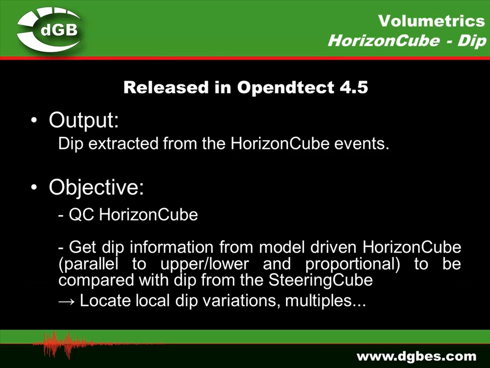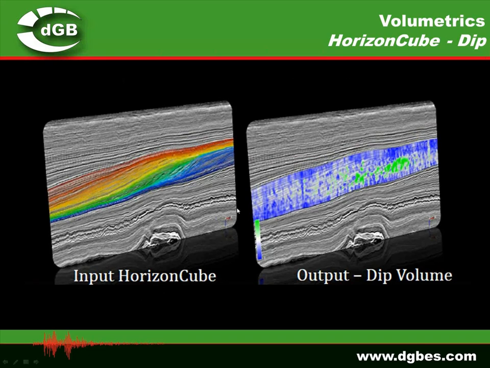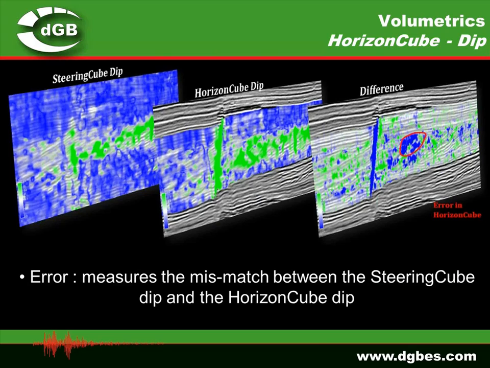So here is the original HorizonCube, and the dip extracted from it. You're also able to measure the mismatch between the steering cube dip and the HorizonCube dip. That allows you to QC either the steering cube or the HorizonCube very easily.